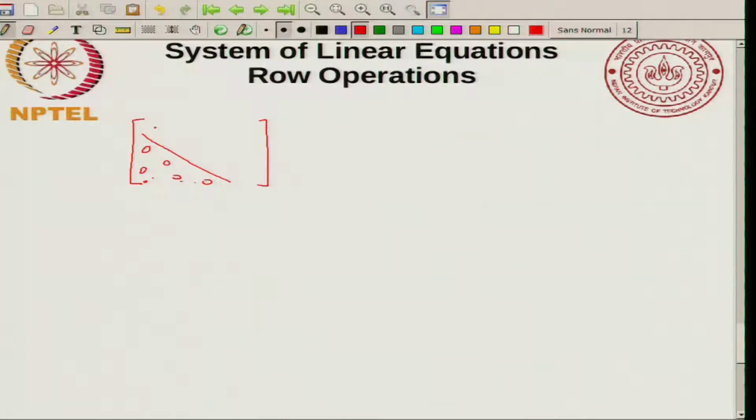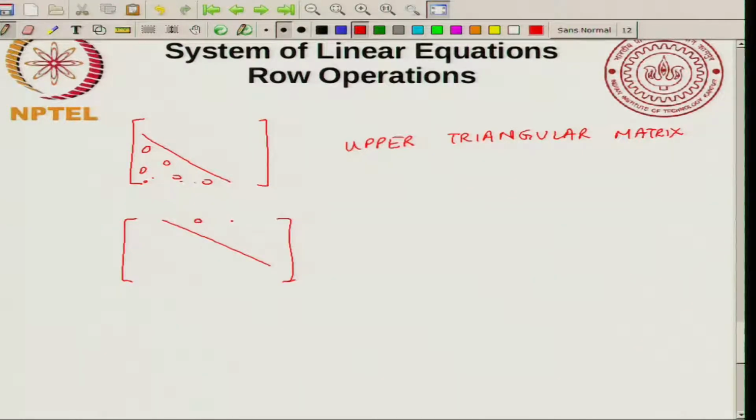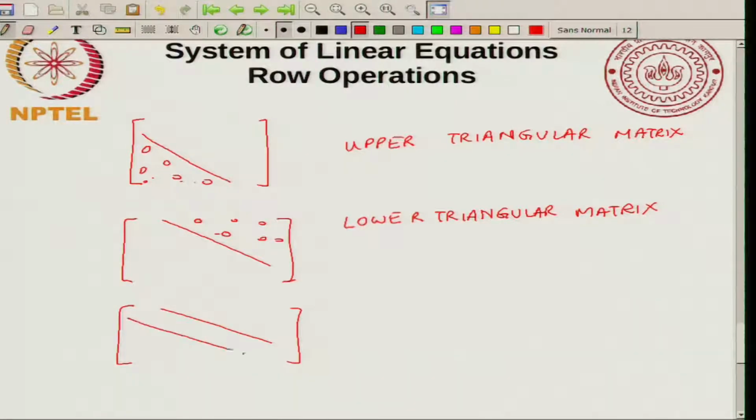So, this is called the diagonal of the matrix. So, on one side of the diagonal it has zeros, okay, then it is called an upper triangular matrix. Okay. And similarly, if this matrix has zeros on this side of this diagonal, okay, so this is called a lower triangular matrix. And if the matrix has zeros on both sides of the diagonal, so it has zeros here, then it is called a diagonal matrix.